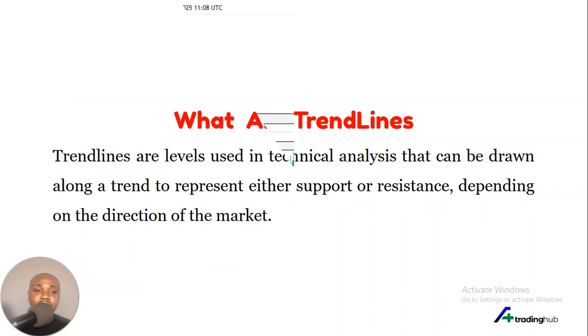Let's talk a bit about trend lines. Trend lines are levels used in technical analysis that can be drawn along a trend to represent either support or resistance, depending on the direction of the market.